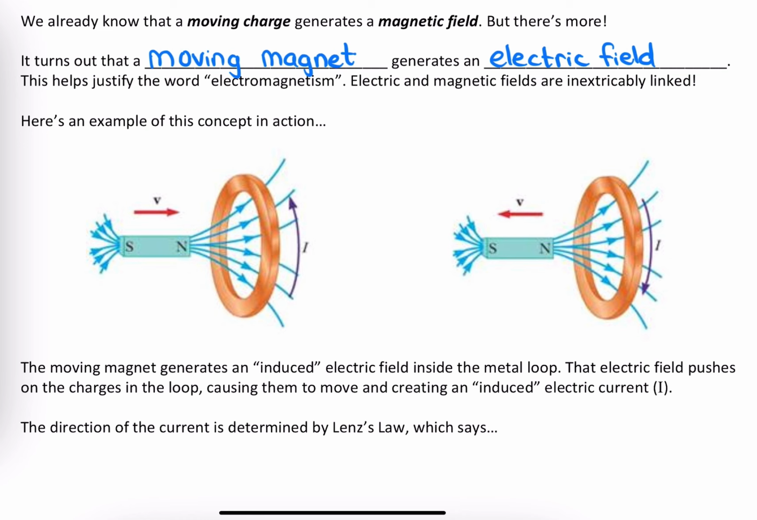So we say that the moving magnet generates an induced electric field inside the metal of the loop. That electric field will push on the charges in the loop, causing them to move, and they'll create an induced electric current, which is what we're showing here and here.